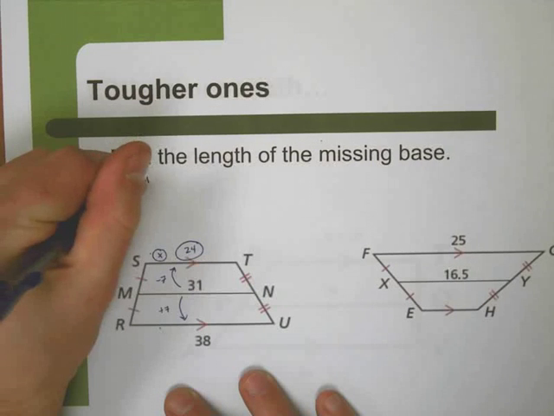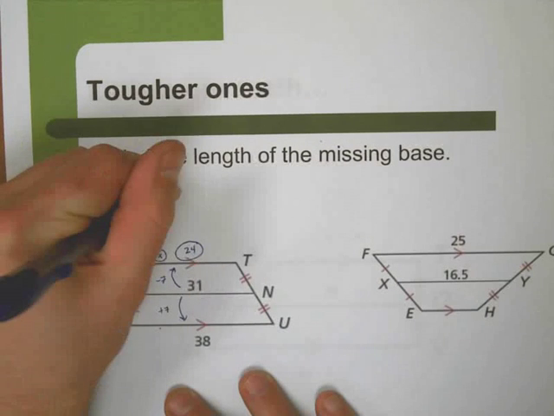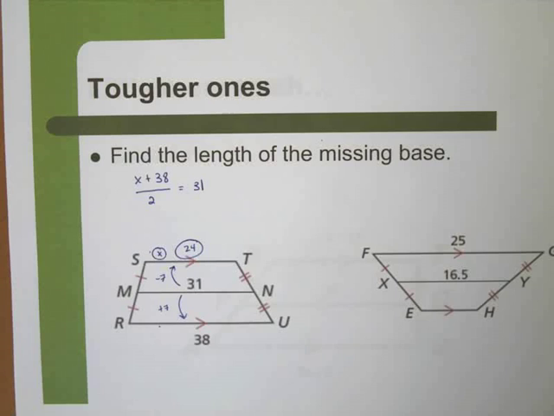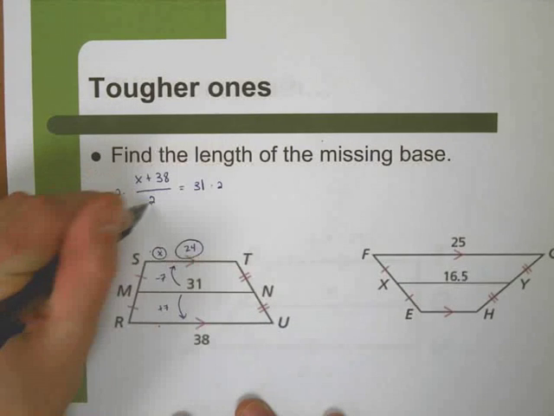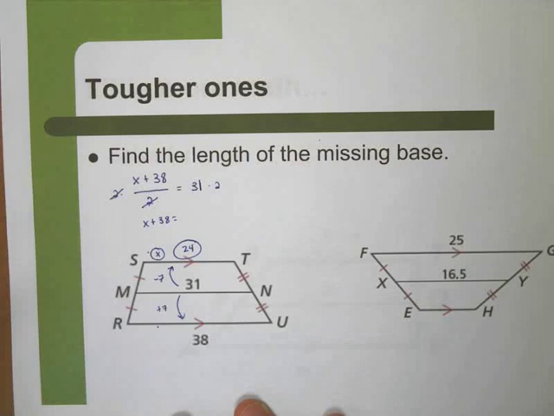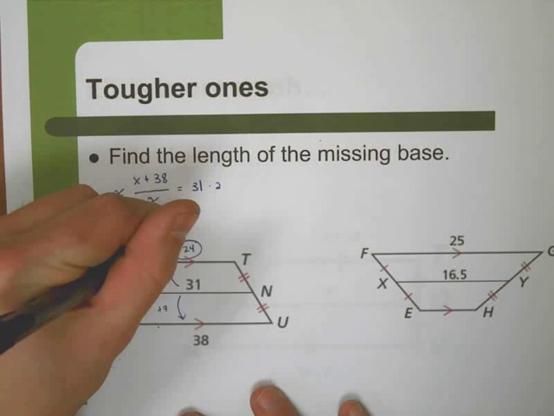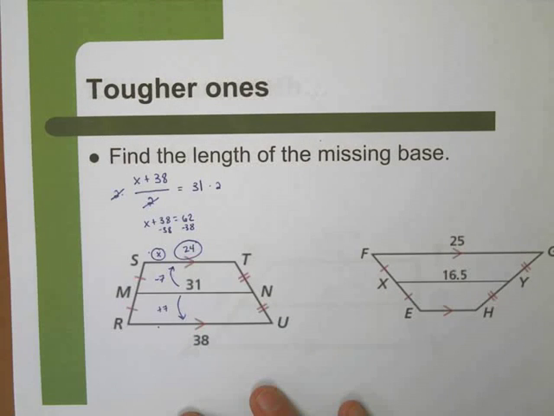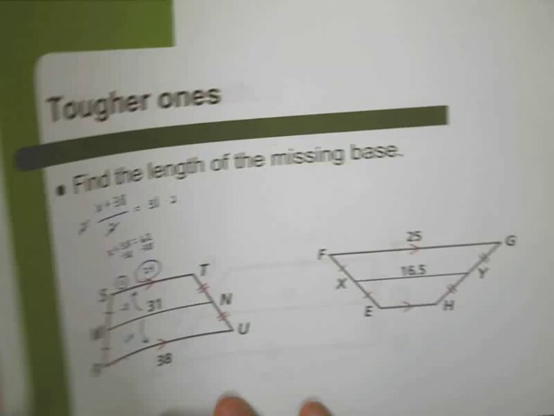If I average the two bases. So if I average x and 38 together, which I can do by adding them up and dividing by 2, the average better be the midsegment, which is 31. Now, I take 2 times both sides to get rid of the fractions. That goes away. So x plus 38 is equal to 31 times 2, which is 62. And if I subtract 38 from both sides, then I would get that x is equal to, no surprise, 24. Okay? So there's a different method to do it.